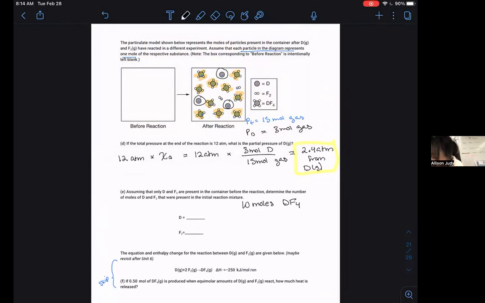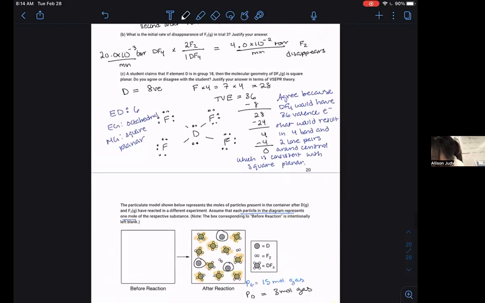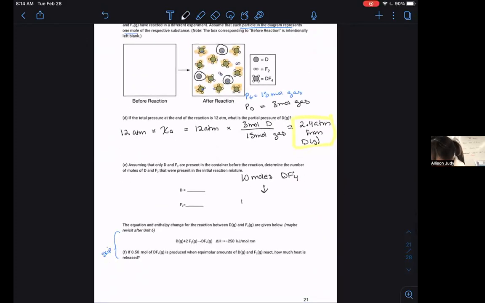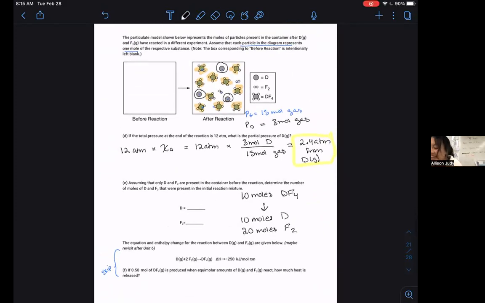And so to have 10 moles of DF4, according to our stoichiometric ratio, we'd have to have 10 moles of D and 2 times 10, or 20 moles, of F2. So we know we have 10 and 20, but then we look at our remaining amount and see that after reaction, we also have excess of each one. So we add the excess. From our previous problem, we've identified that there are 3 extra moles of D, and for F2, we have 1, 2 extra moles. So that gives us a total before reaction of 13 moles of D and 22 moles of F2.